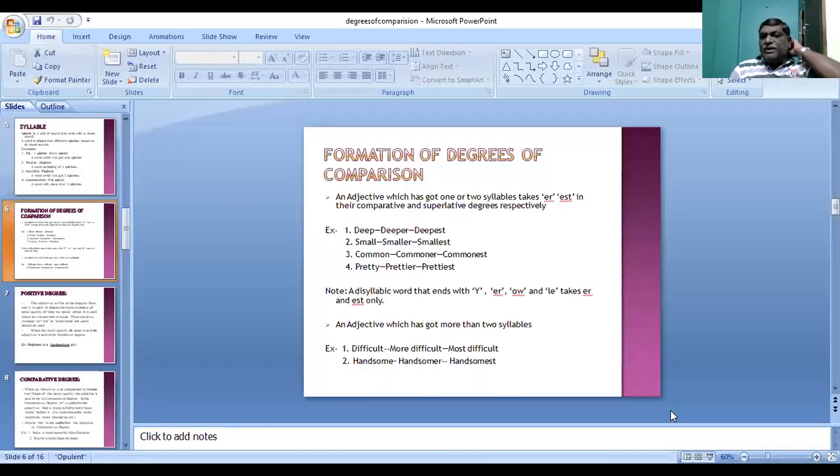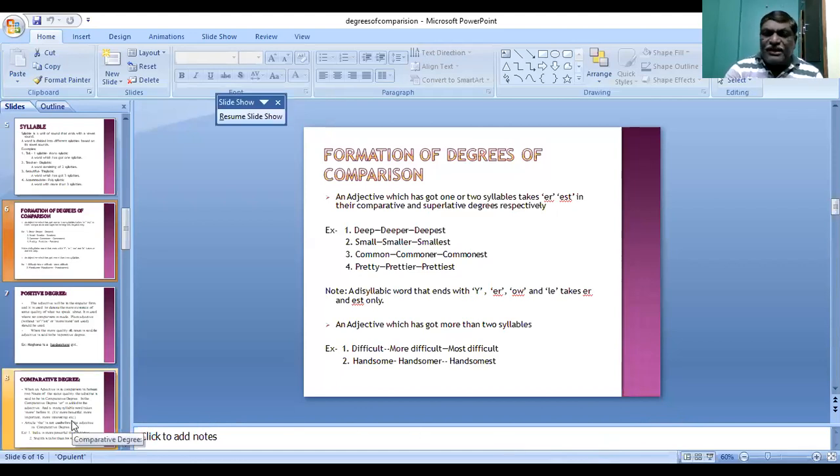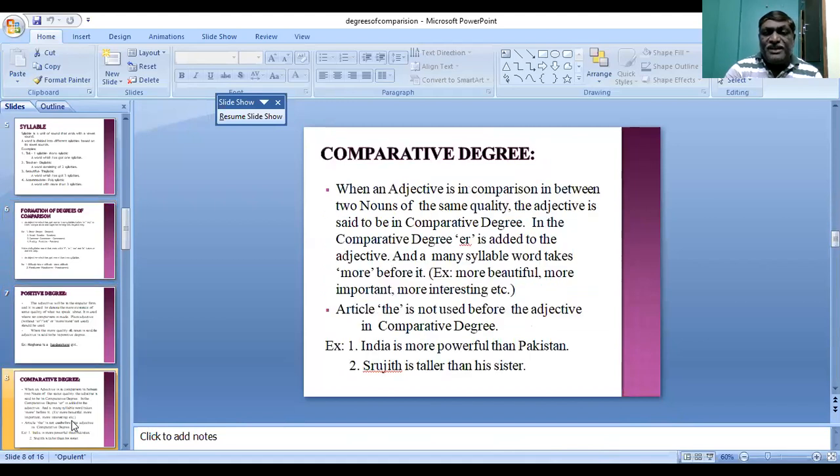Then let us go to the comparative degree. What do you mean by a comparative degree? A comparative degree will try to describe. Every adjective basically primarily describes, but in addition to the description, it also compares.